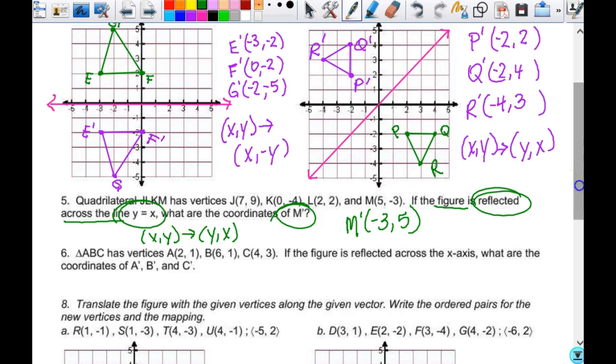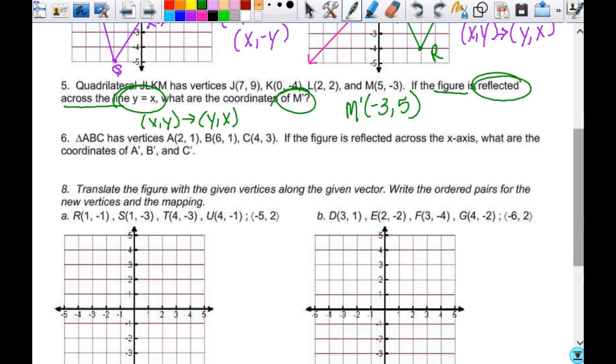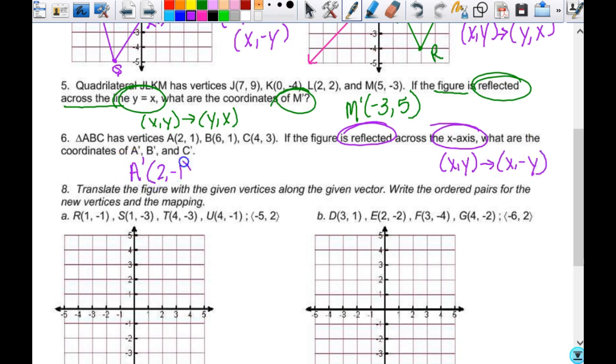And I think we can do number 6 before the bell rings. ABC has these vertices. If the figure is reflected across the x-axis, that means that xy maps to x, -y. So I can just write those down. A prime is 2, -1. B prime 6, -1. And C prime is 4, -3. Okay, everybody good? Okay.